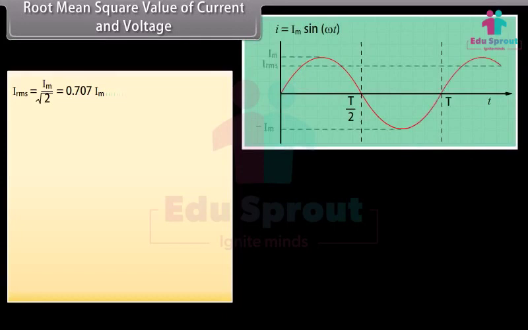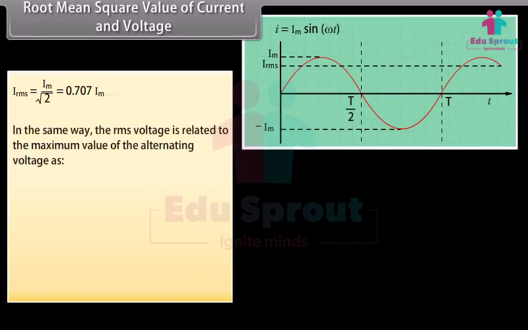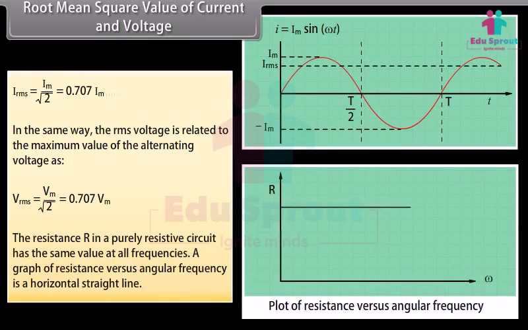IRMS is equal to Im upon root 2, which is equal to 0.707 Im. In the same way, the RMS voltage is related to the maximum value of the alternating voltage. VRMS is equal to Vm upon root 2, which is equal to 0.707 Vm. The resistance R in a purely resistive circuit has the same value at all frequencies. A graph of resistance versus angular frequency is a horizontal straight line.